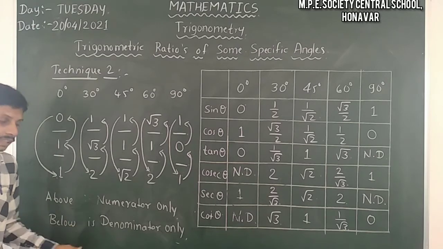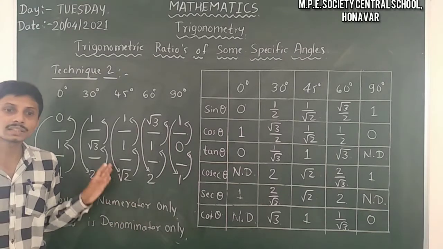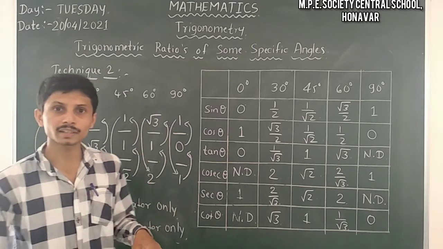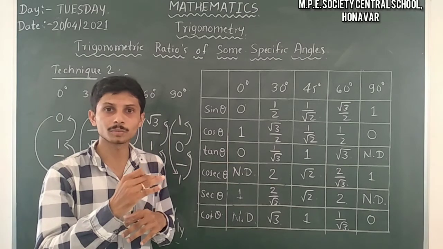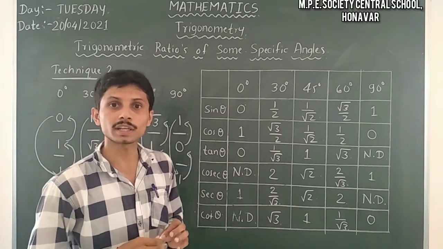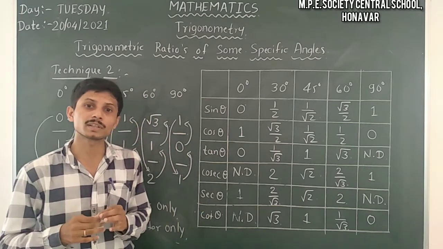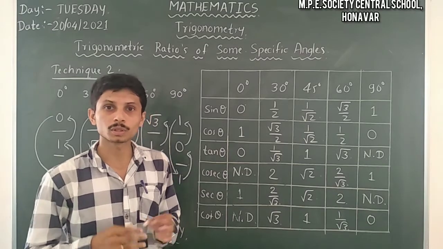Here we have to follow one condition: above is the numerator only, below is the denominator only. In each and every step you are getting a fraction, so for any two values, above we take the numerator and below we take the denominator. These are the two techniques to remember all the trigonometric ratios of specific angles, so you can use any steps to remember all those.